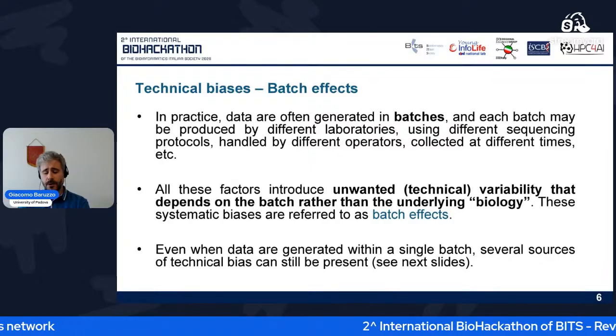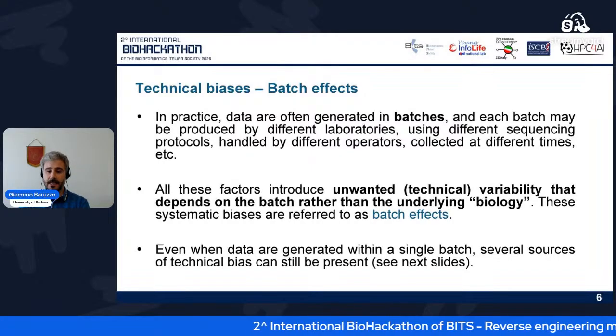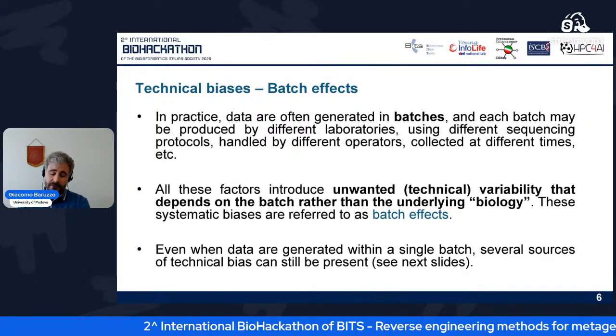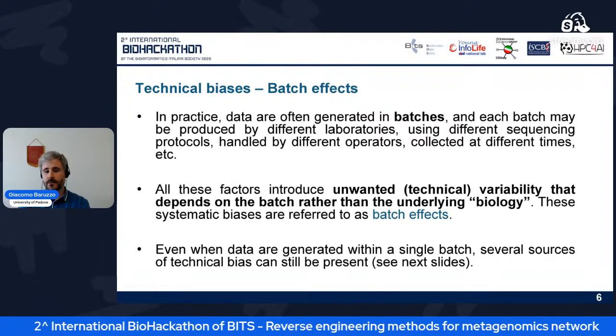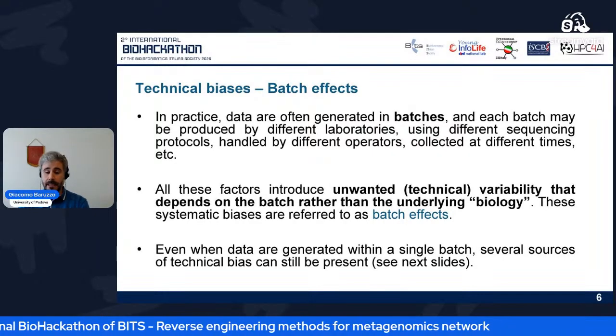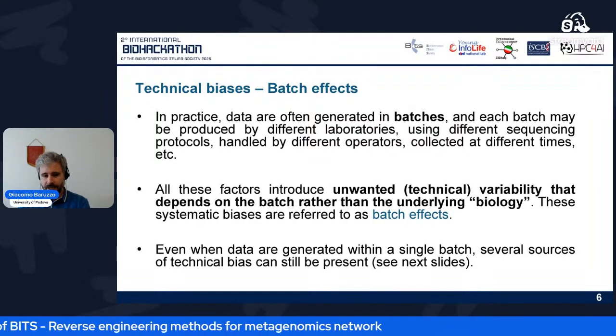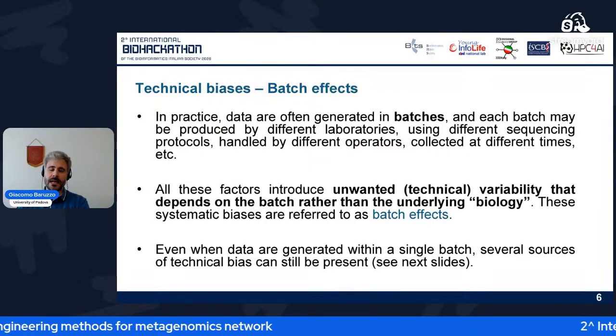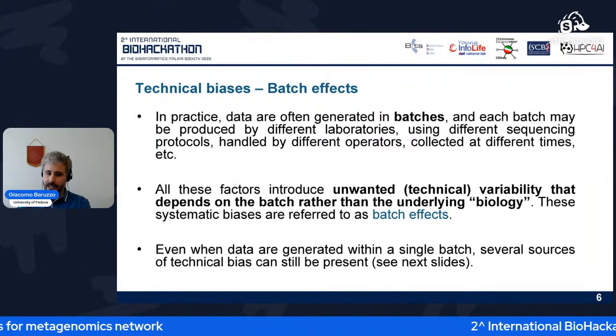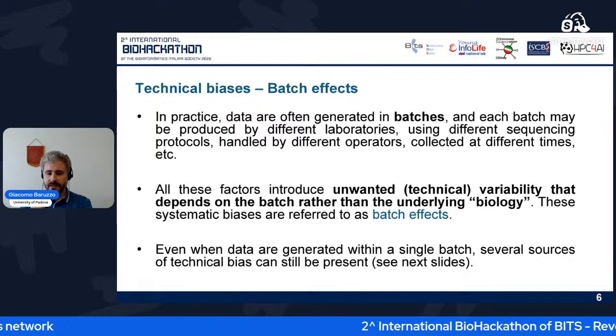We are going to see in this webinar that indeed raw count data are affected by many technical biases. The first family of biases is the one that we define as batch effect. Indeed, when you sample, especially when you prepare a large collection of samples, typically you perform the collection of the samples and the sequencing in different batches.